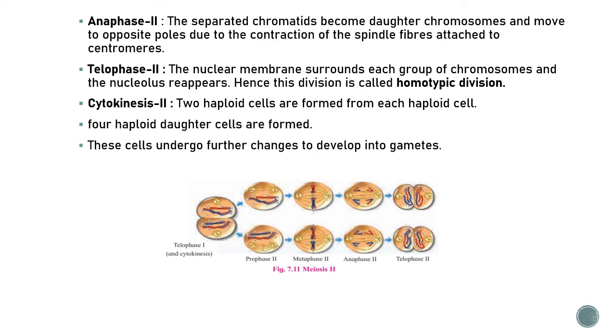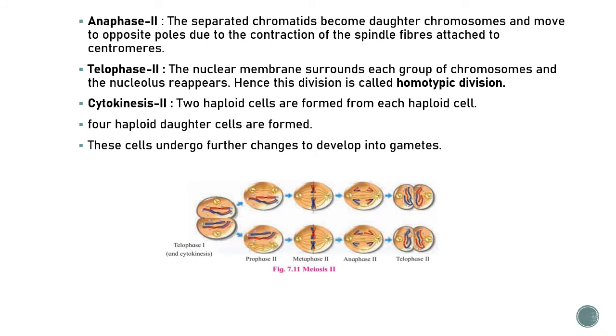Now see the next, that is Anaphase-II. The separated chromatids of each chromosome become daughter chromosomes and move to opposite poles due to the contraction of the spindle fibers attached to the centriole. Whatever spindle fibers are attached to the centriole will contract, and due to this the separation of chromatids happens in Anaphase-II.